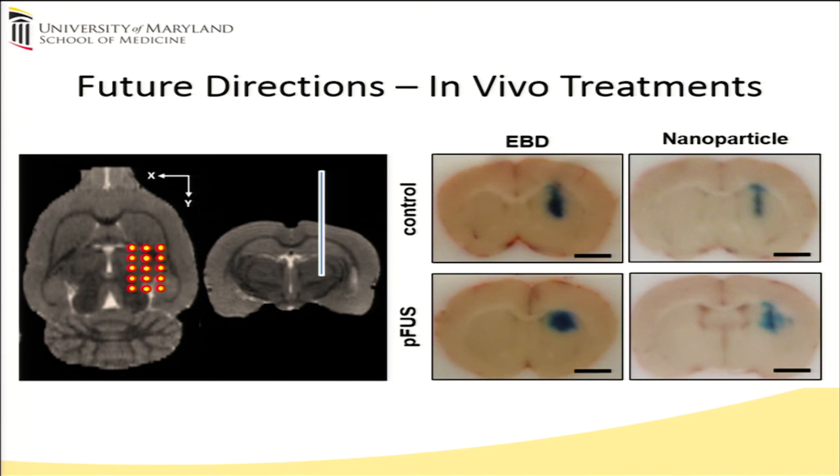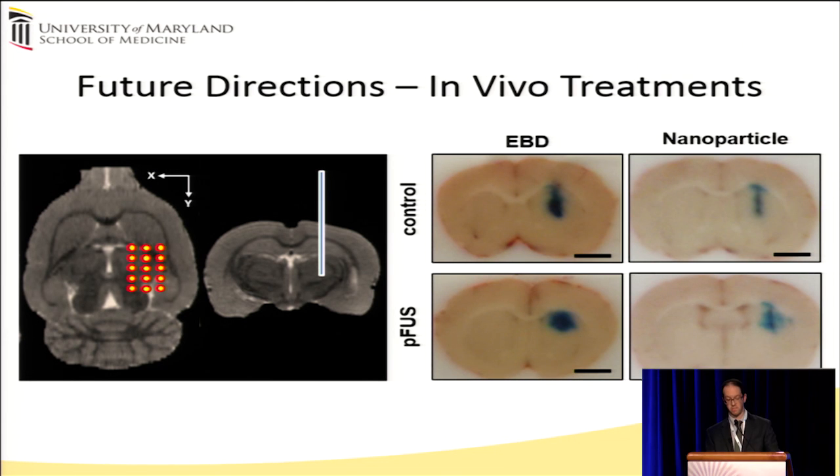Most recently, we've started to translate our work in vivo using an MR-guided focused ultrasound system, and we used a raster method to first treat a volume of brain and then immediately infuse a compound into the region of interest, after which we could analyze its volume of distribution. This is still in the preliminary stages, but we're excited to continue our research into this area.